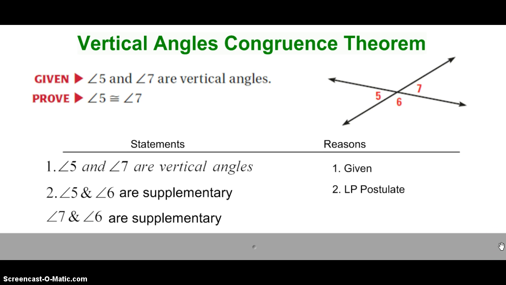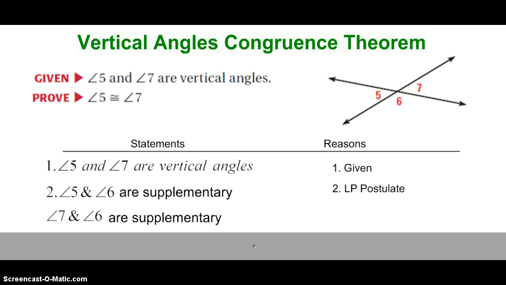Now, do you need to state first they're a linear pair? Technically, I would say yes, and the book does do that. You could first say in between 1 and 2 that angle 5 and angle 6 are a linear pair, and angle 6 and angle 7 are a linear pair, and that would be by the definition of a linear pair. But for what we do in our proofs, we skip that step and we go right into saying they're supplementary by the linear pair postulate.